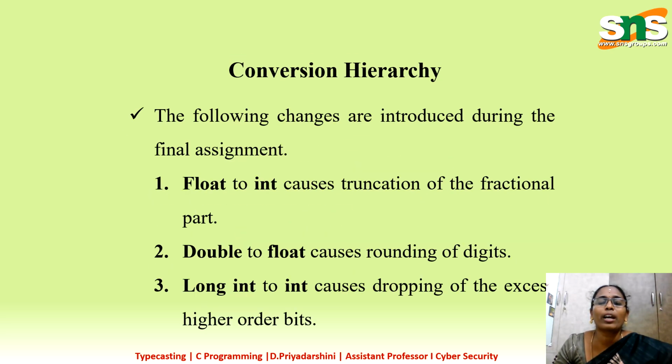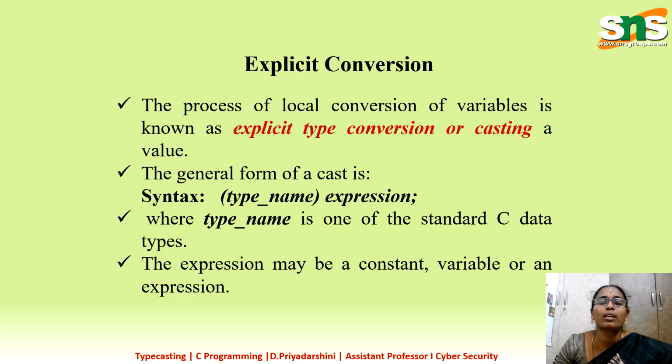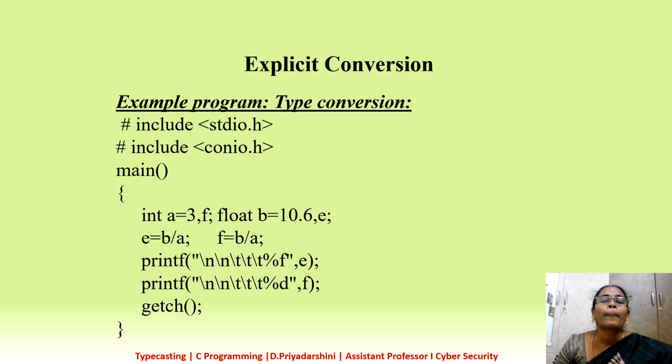The next is explicit conversion, that is, conversion done by the programmer. The process of local conversion of a variable is known as explicit type conversion, or casting the value. The general form of casting is (type name) expression, where type name is one of the standard C data types. The expression may be a constant, a variable, or any expression, and it can be converted into the specified data type. This is a sample program showing how we get converted.